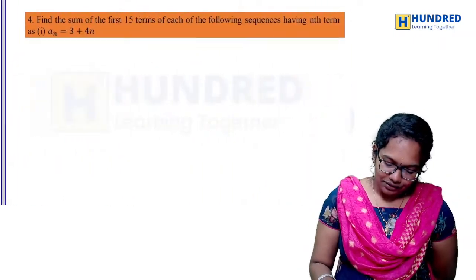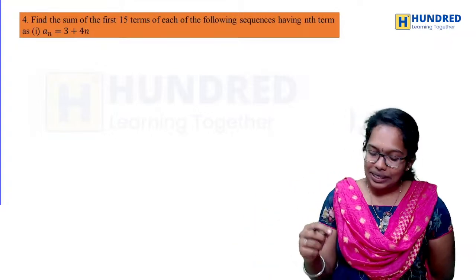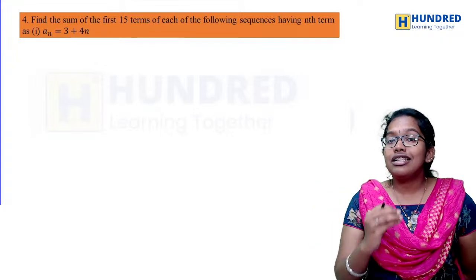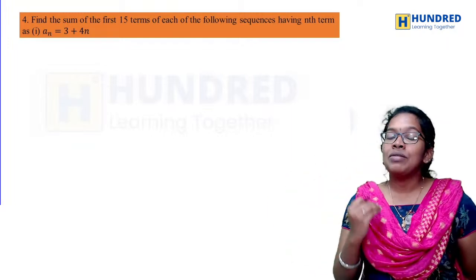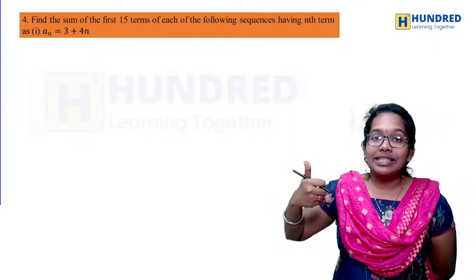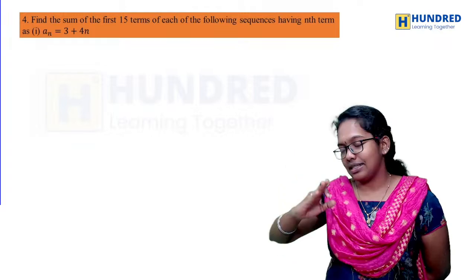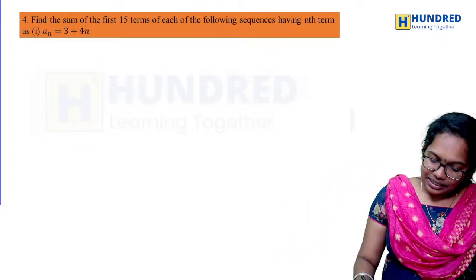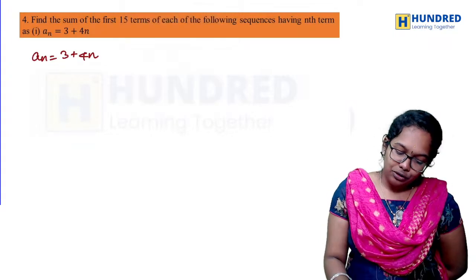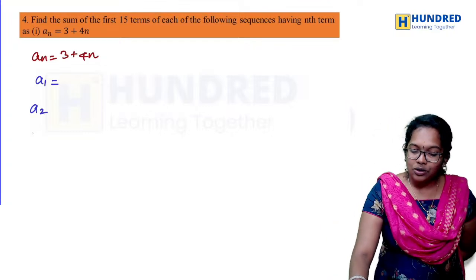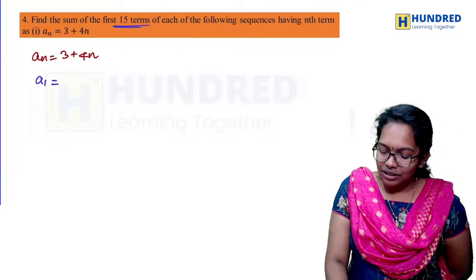So in this sum, what they have given you is, find the sum of the first 15 terms of each of the sequences having nth term as given. So here, instead of giving you the AP or the sequence, they have given you the nth term. Now they are asking us to first construct an AP for this nth term, then find the sum of the first 15 terms. So let's start with this. They have given you an is equal to 3 plus 4n. So from this, you have to first find a1 value, a2 value, a3 value, or simply you can go with just the 15 terms, right?